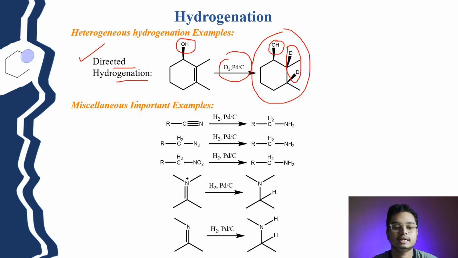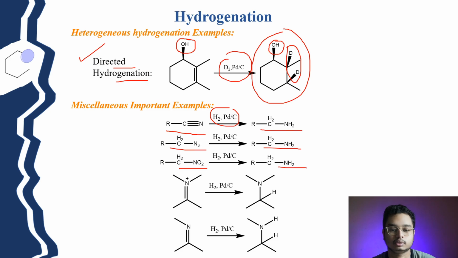And there are some miscellaneous important examples also, such as cyanides being reduced to their corresponding amines. Azides are also reduced to their corresponding amines. Nitro groups are also reduced to their corresponding amines. Imines are also reduced in the same way. So these are miscellaneous examples, but yet important.